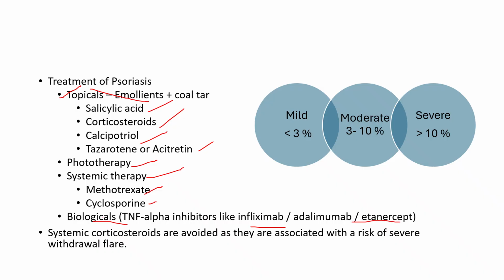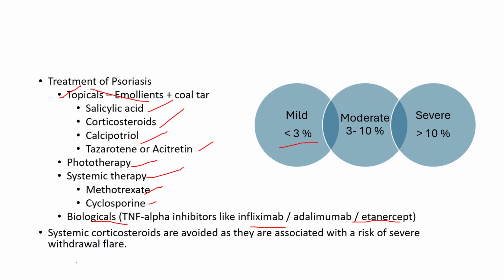Systemic corticosteroids are usually avoided because they have a risk of severe withdrawal flare. Just like we have discussed, when you suddenly stop systemic steroids, there is going to be an extensive flare of lesions. So usually you avoid oral steroids. So your treatment can be topical emollients, topical vitamin A, vitamin D, salicylic acid, and phototherapy, and systemic therapy involving methotrexate, cyclosporin, and biologicals like TNF-alpha inhibitors.